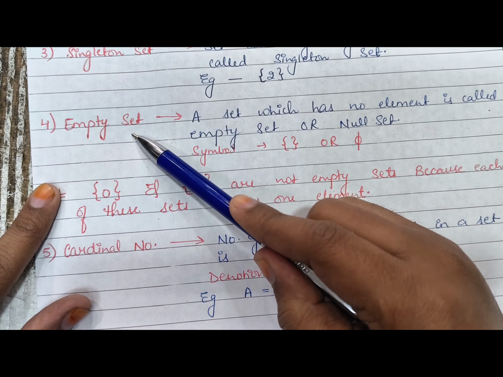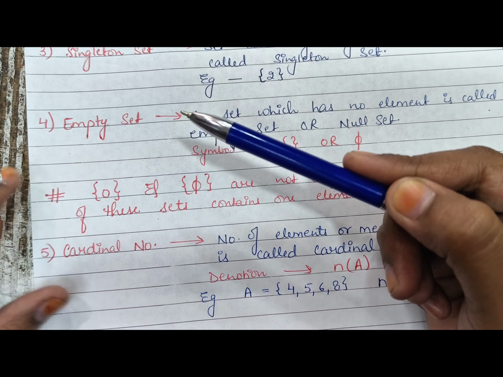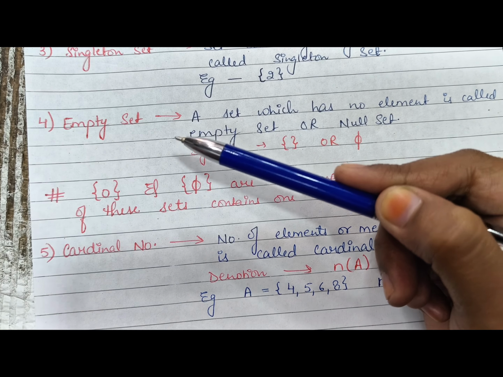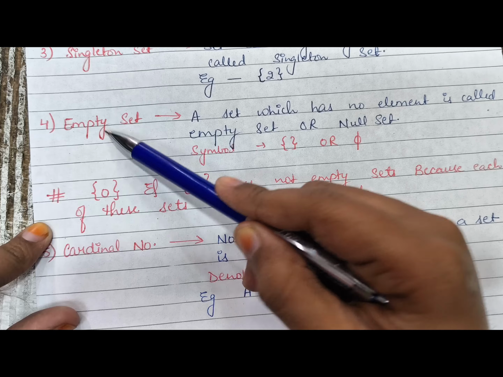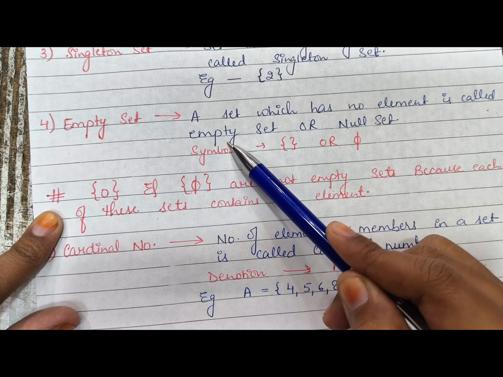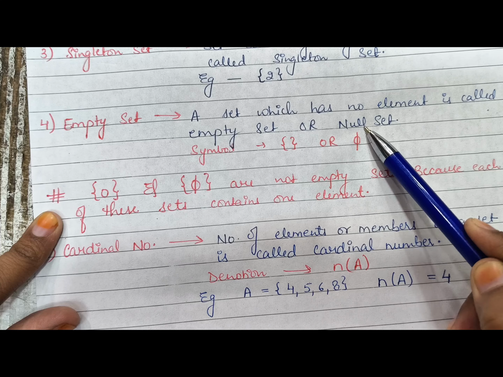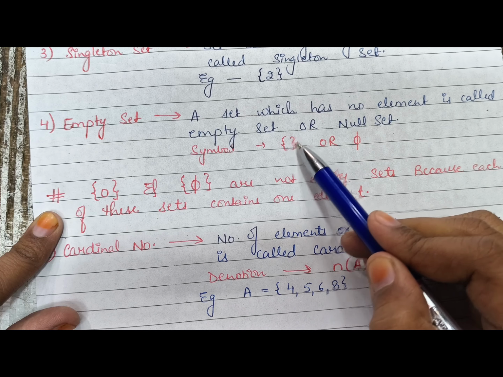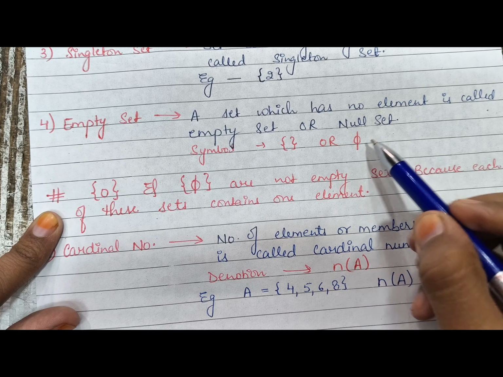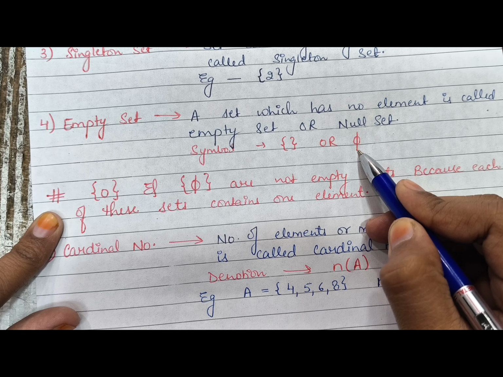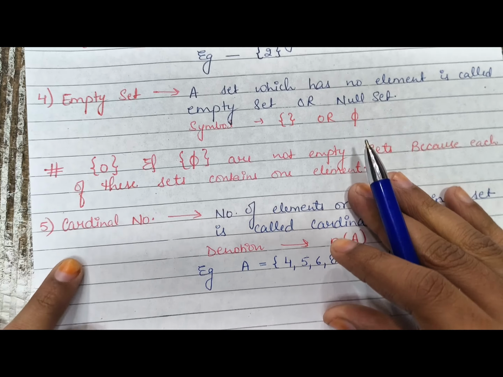Next is empty set. Empty itself has a meaning. So every name has itself meaning, so you need not be confused. Empty set, a set which has no element is called an empty set or a null set. Symbol of empty set is just curly braces with no element, or this is called phi.